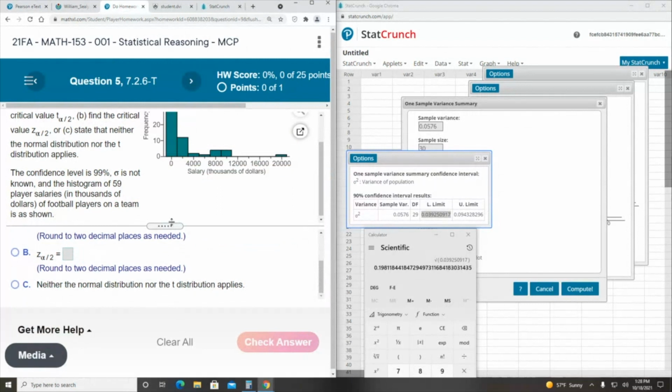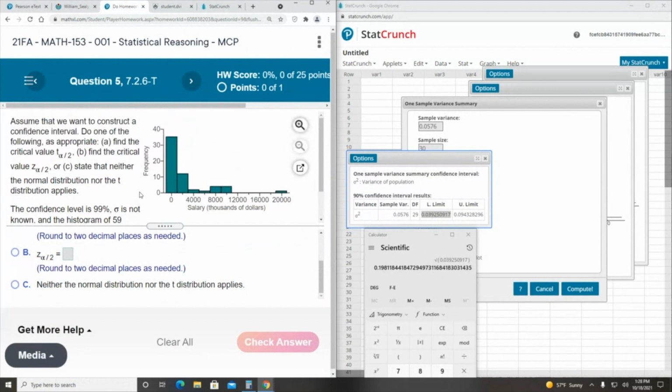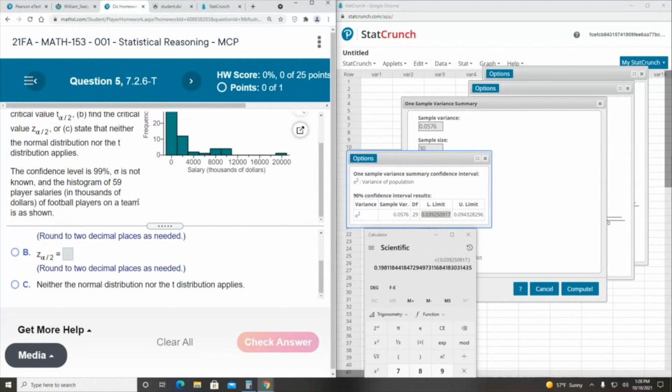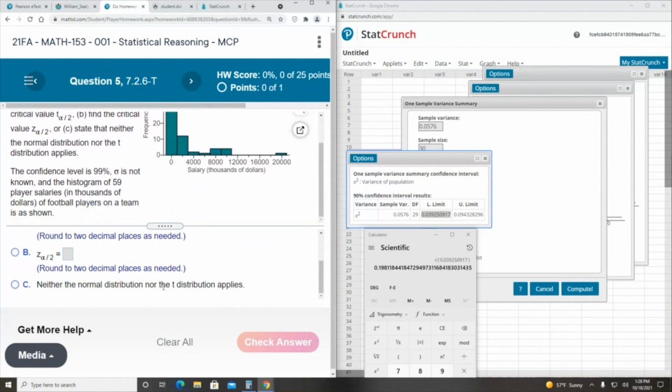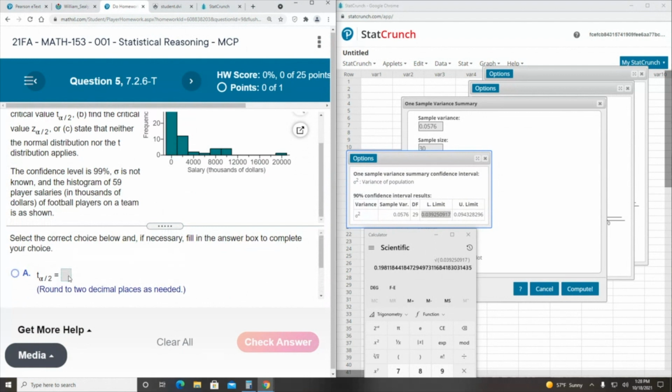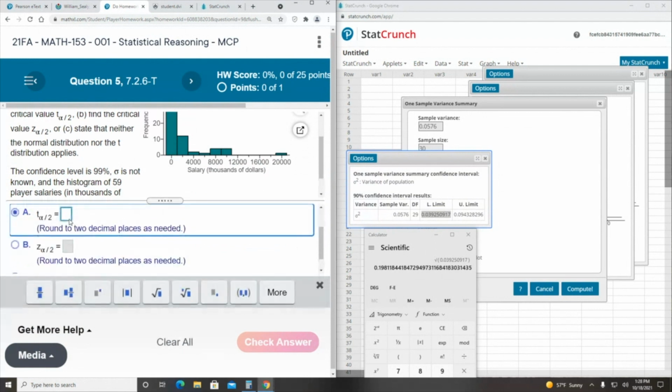What are the two requirements? The two requirements are that it has to be a simple random sample, and I guess it is because I'm assuming. And the other reason would be that sample size has to be greater than 30, and we have 59 players. And so that's okay. So the t distribution will work for us. We just have to find what the value is.